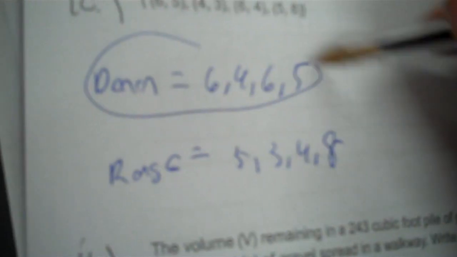Okay, domain, range. 6, 4, 6, 5. By the way, we know it's not a function because of the repeated 6. 5, 3, 4, and 8. Okay. Looks like I have repeats of 6, so that is a non-function.